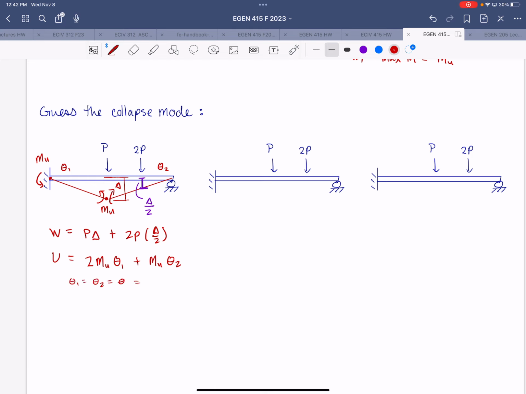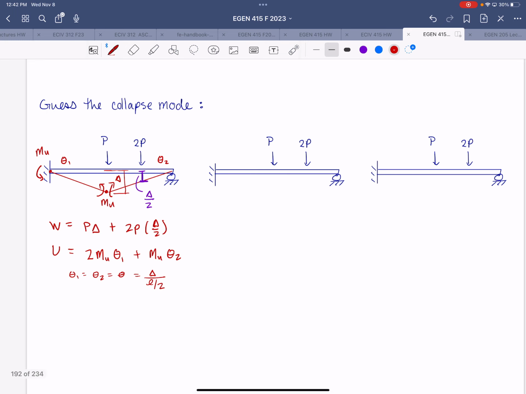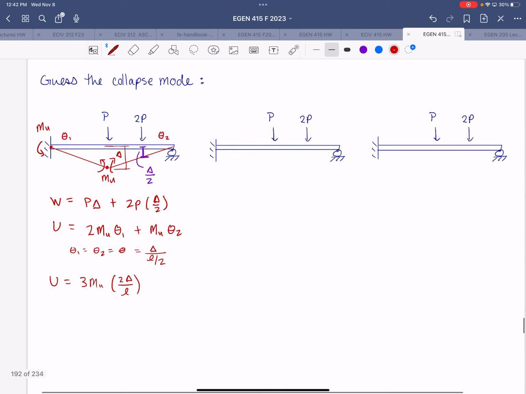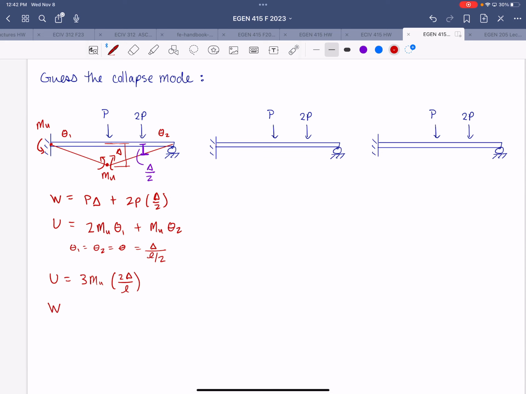And we'll also sub in delta divided by L over 2 for theta. So we get our internal strain energy is 3 mu times 2 delta over L. Setting work equal to internal strain energy, we solve for Pu, and we get 3 mu over L.